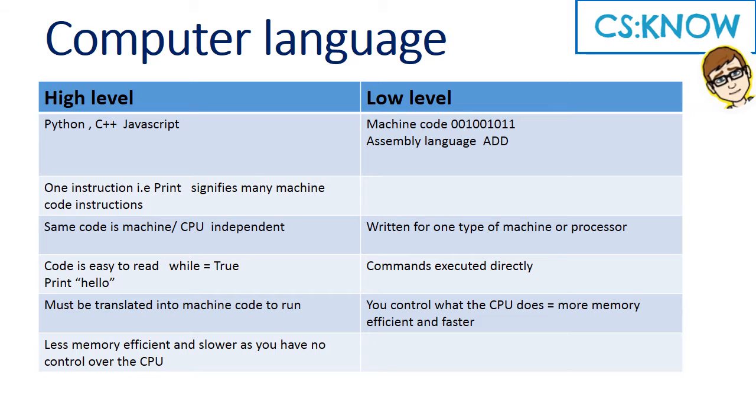So the way we do it is while equals true, so while it's true, or print, quote, hello, we're expecting that string to be printed. It's easy to read, it makes sense to humans. The problem with it, though, is it must be translated into machine code to run, because a computer can only see zeros or ones. So when you type all this Python code up, every single line has got to be converted into machine code. And this makes it less memory efficient and slower, because you've got no control over the CPU.